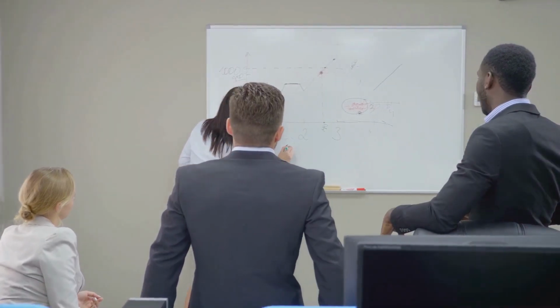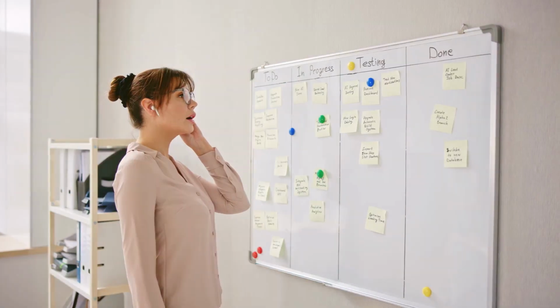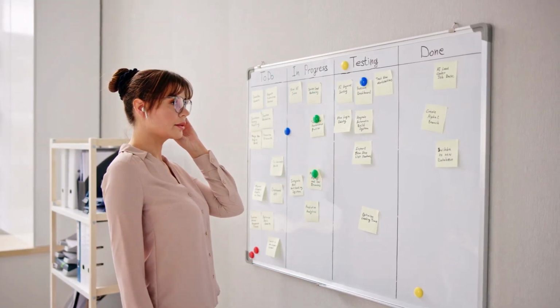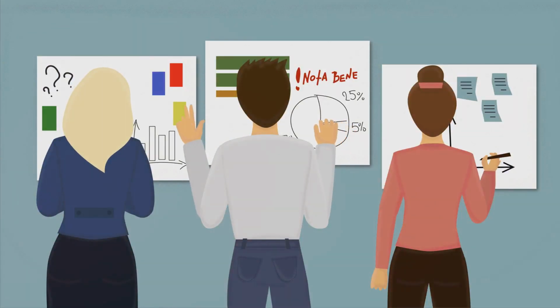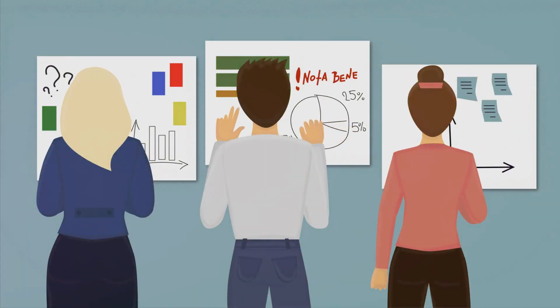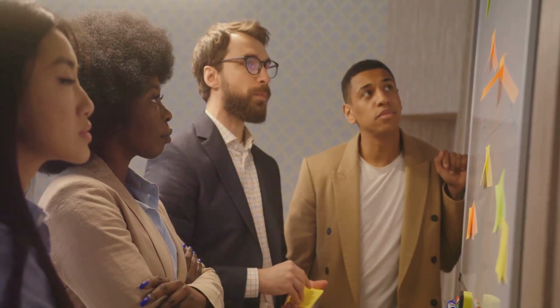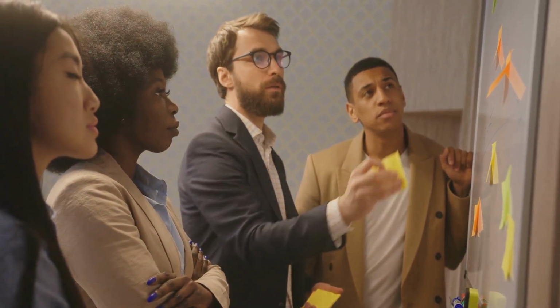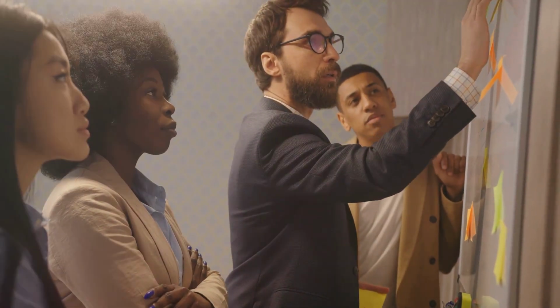Continuous improvement, or Kaizen, is a core principle of Kanban. It emphasizes continuous, incremental improvement. Teams regularly review their workflows, metrics, and performance to identify areas for improvement. This feedback loop helps teams refine their processes and increase efficiency over time.